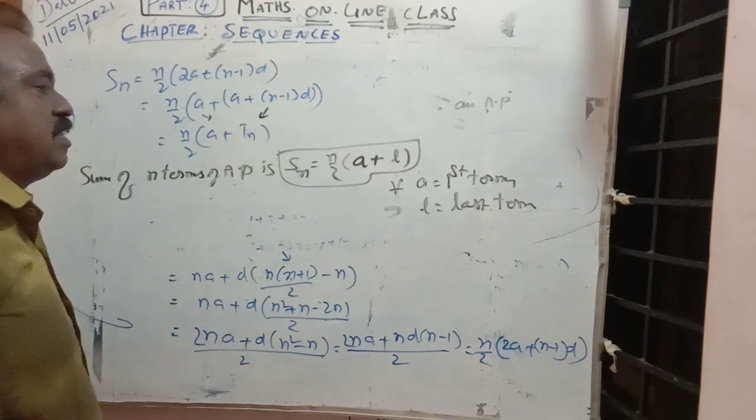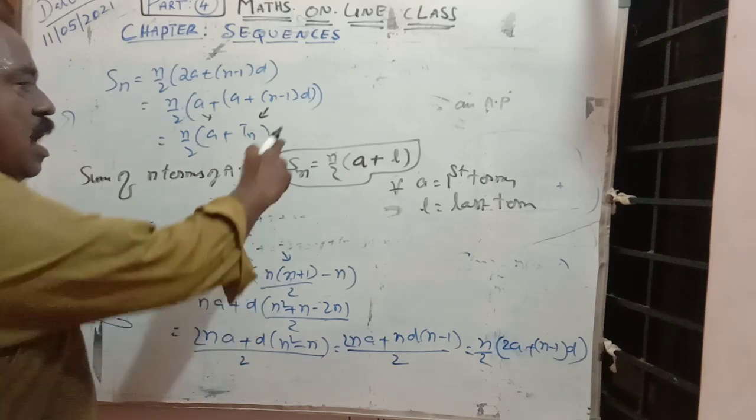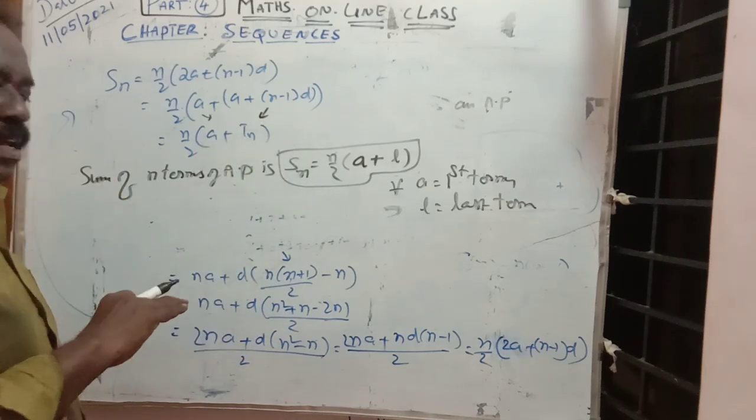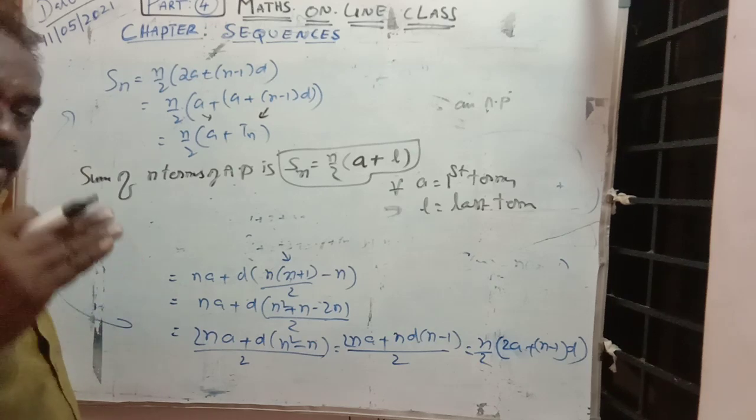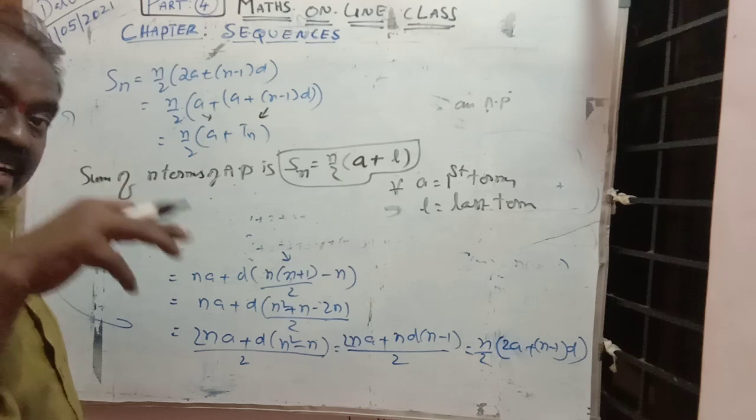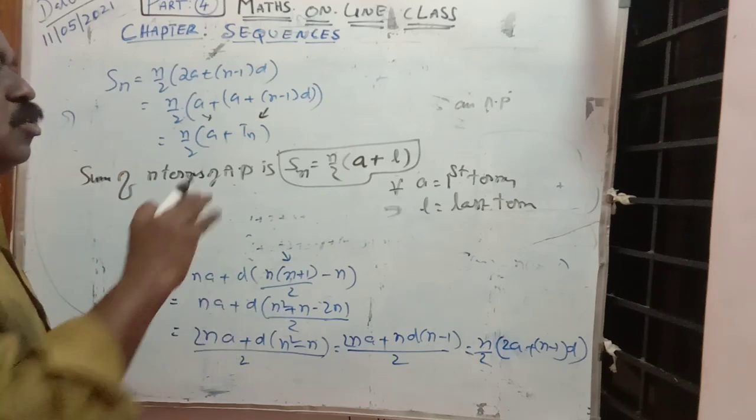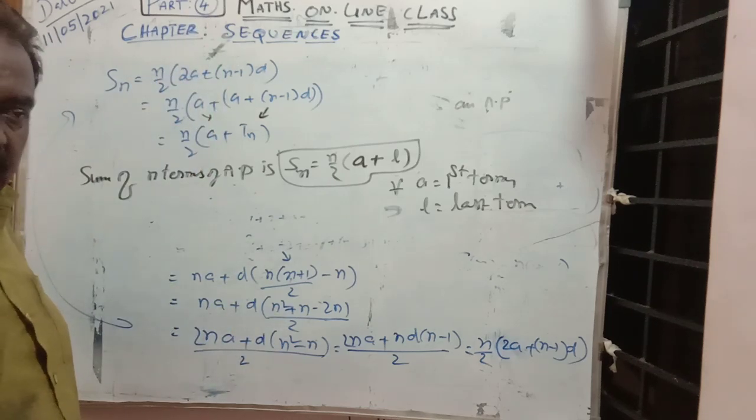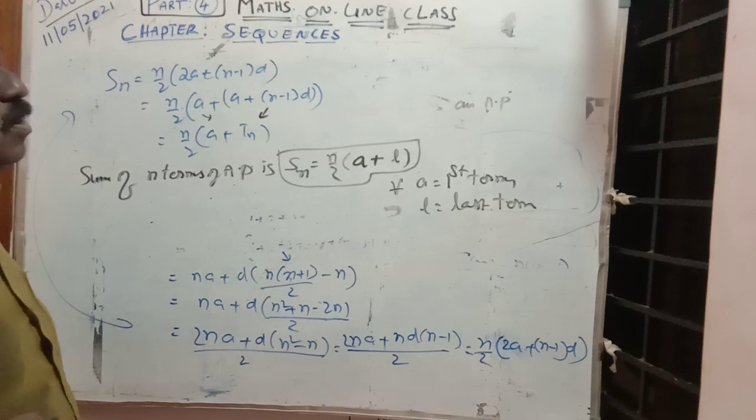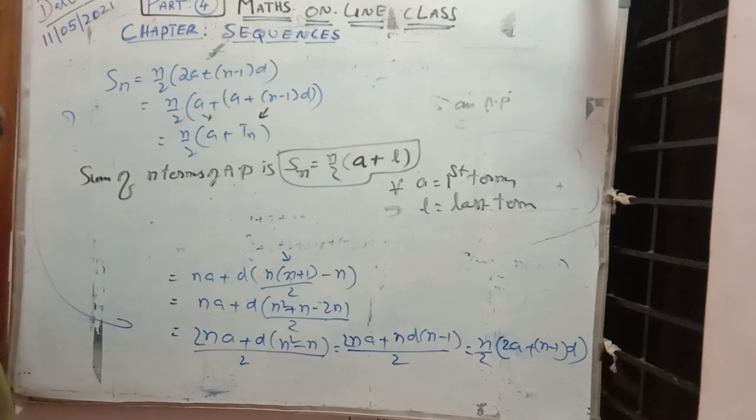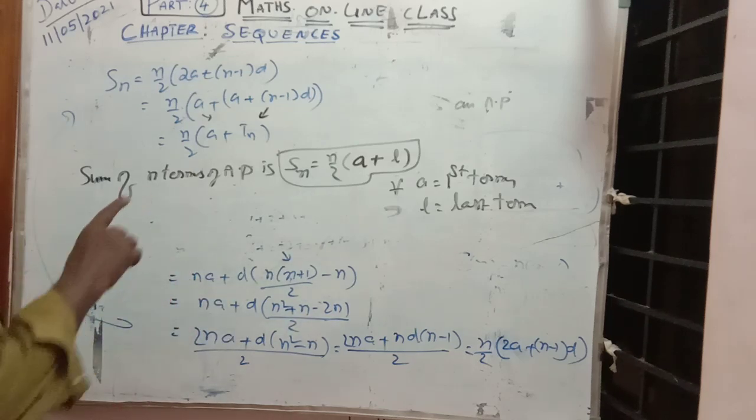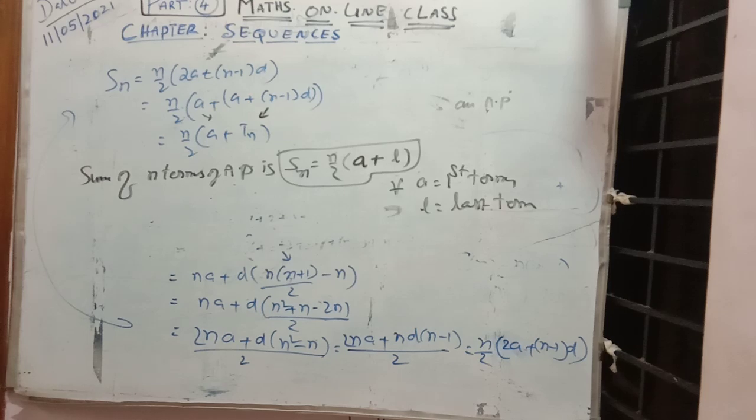Suppose 100 by 2, first term and last term. The last term is not 100. It depends on the AP, based on the difference d, the common difference. So it may be some other number, not only 100. It is not a fixed one. Okay? Like that we can find the sum of n terms of an AP. This is an important concept. Okay?